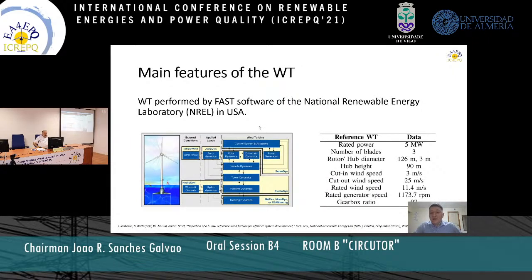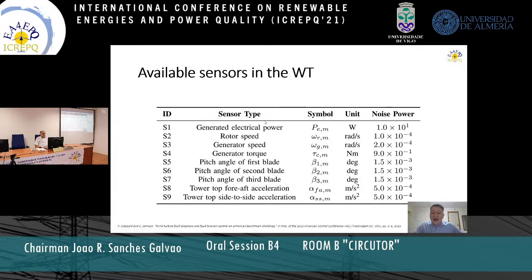These are the main features of the wind turbine simulated by FAST software, a product of the National Renewable Energy Laboratory located in the USA. In this table, we can see characteristics like rated power, number of blades, hub height, etc., belonging to the wind turbine. In this other table, we have the sensors installed in the simulated wind turbine, like generated electrical power, rotor speed, generator torque, etc. As we see, we have also added a little bit of noise power in order to make the simulation more realistic.